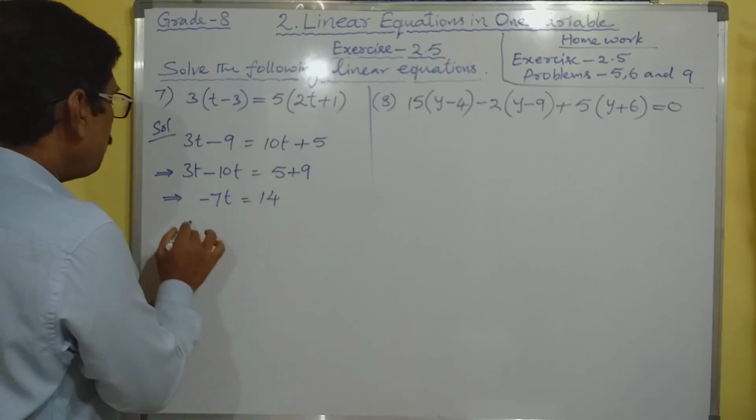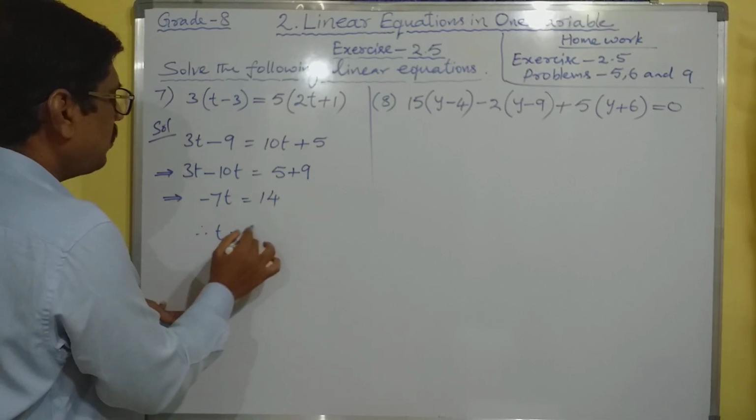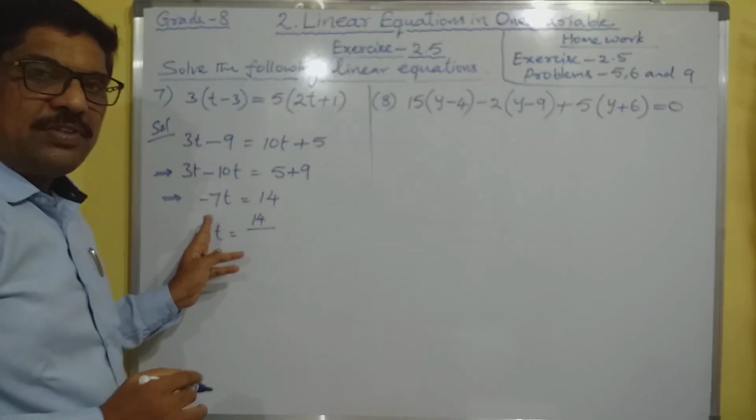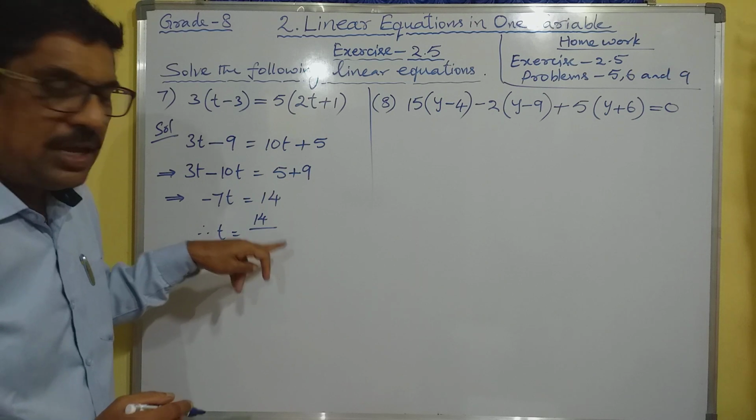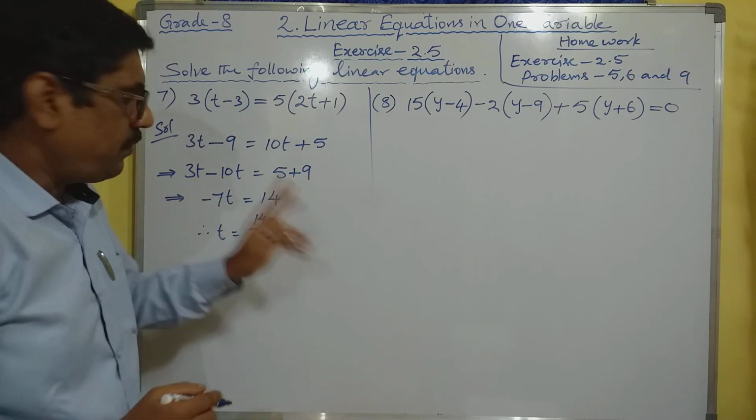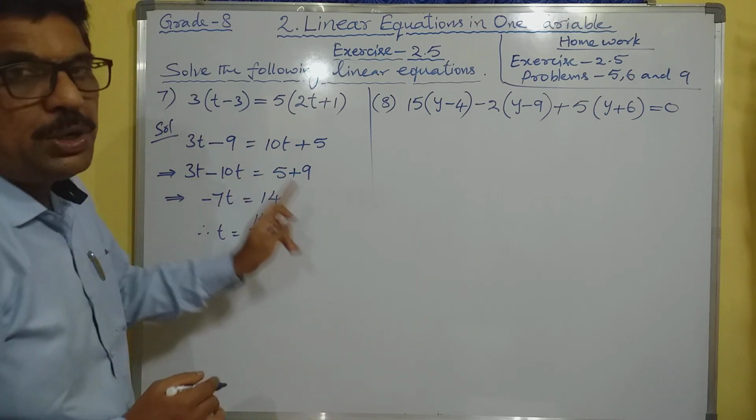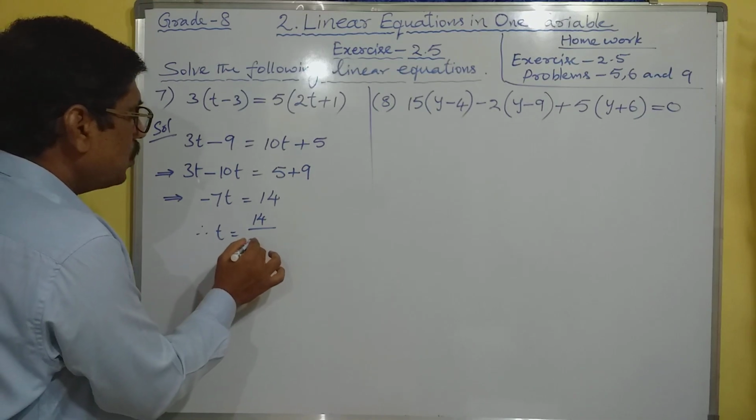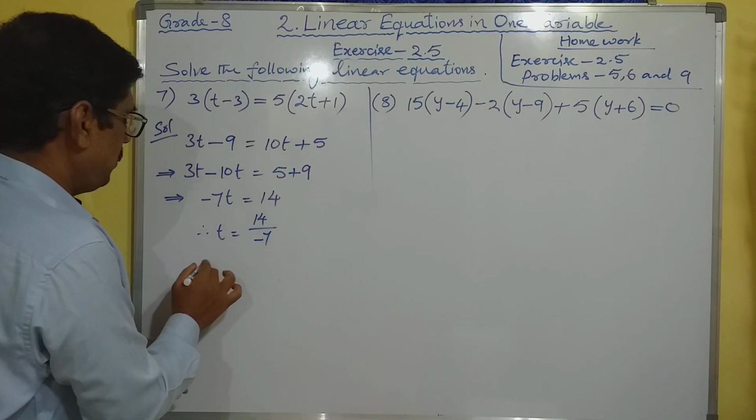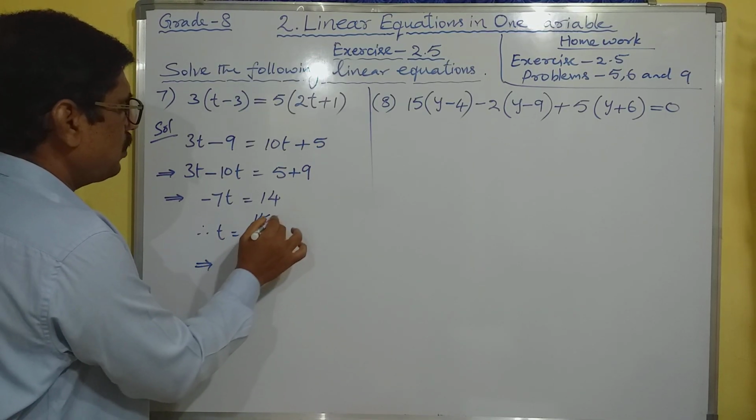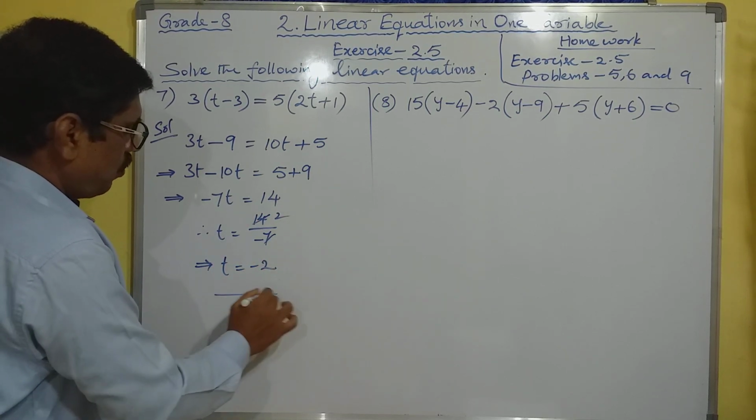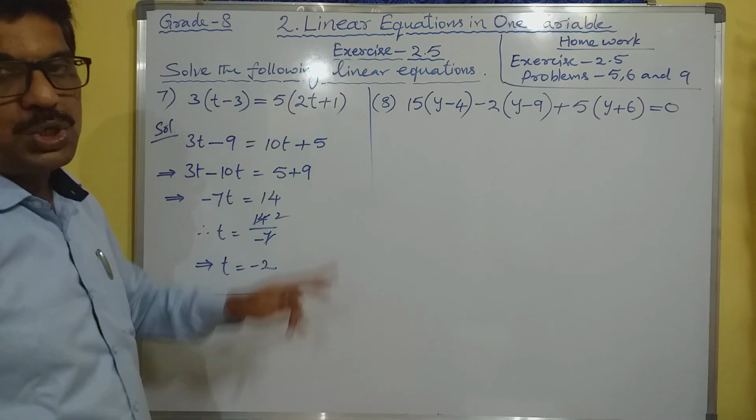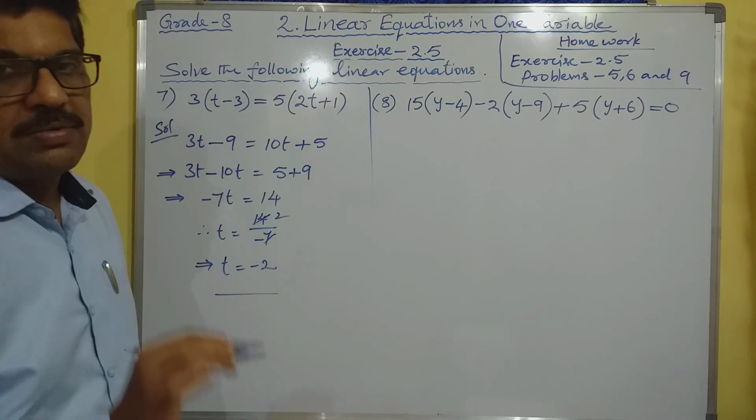Okay, now we need to find the value of t. Here minus 7 into t is equal to 14. So here minus 7 is multiplying. If you transpose minus 7 to the RHS, it comes into the denominator. So t is equal to 14 by minus 7, which implies we know that 7 twos are 14. So t is equal to minus 2. Therefore, minus 2 is the solution for the given linear equation.